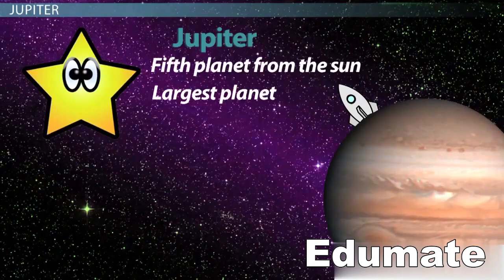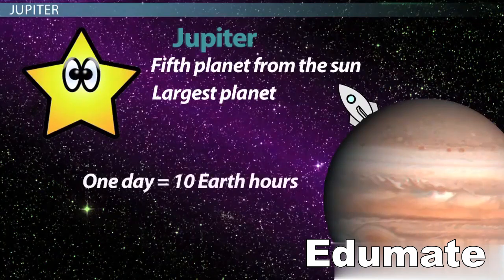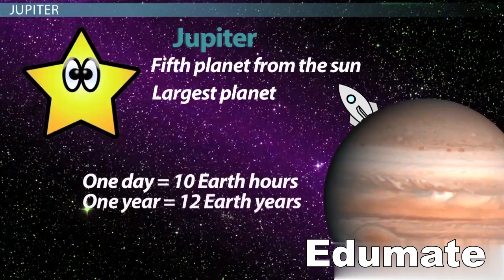Jupiter is so big that it often changes the trajectory of passing comets, and thereby protects the inner planets from being hit by them. Jupiter spins very fast on its axis, so one day there is short, only 10 Earth hours, but its year is quite long, nearly 12 Earth years.